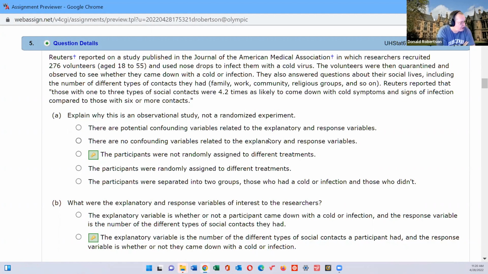They also answered questions about their social lives, including the number of different contacts they had and so on. And Reuters reported that those with up to 3 types of social contacts were 4 times as likely to come down with cold symptoms and signs of infection compared to those with 6 or more contacts.